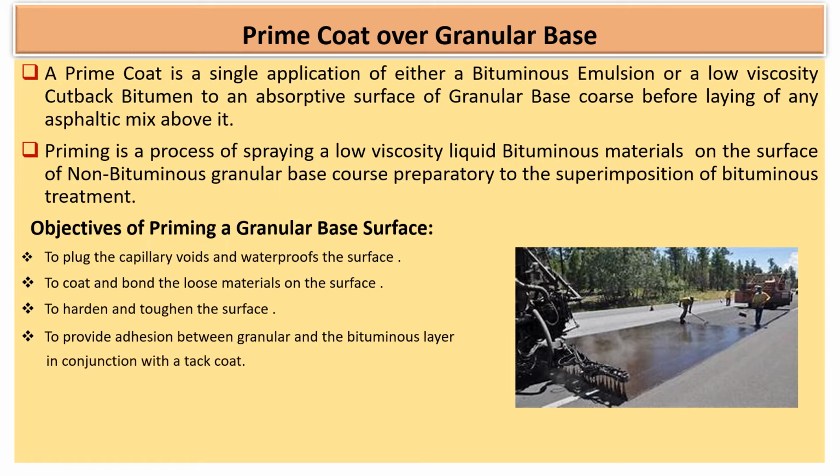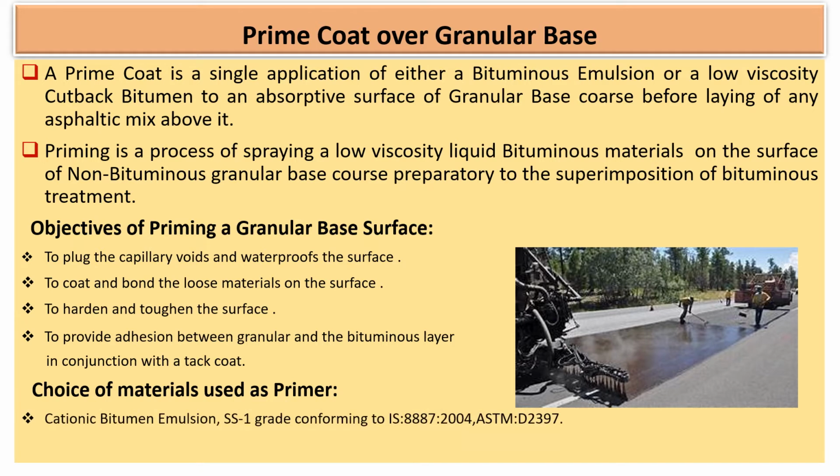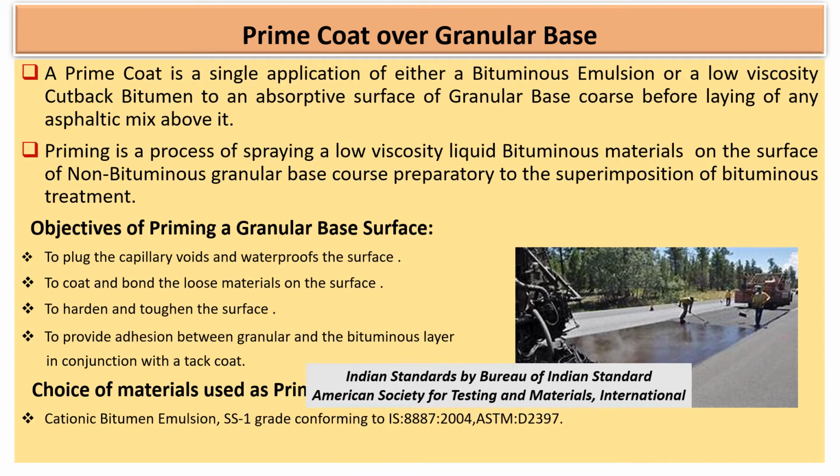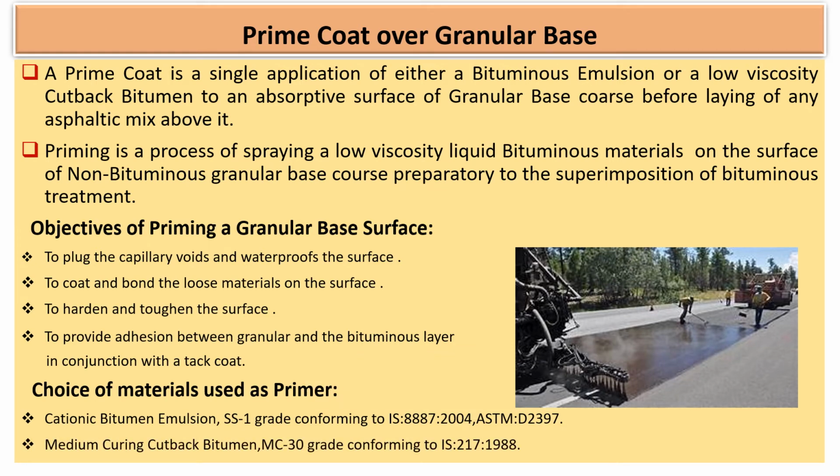Choice of material. Slow setting grade cationic bitumen emulsion conforming to IS 8887 and ASTM D2397 or medium curing cutback bitumen conforming to IS 217 can be used as prime coat over the granular base depending upon the porosity of the surface.